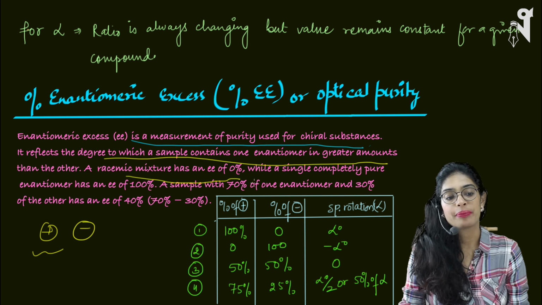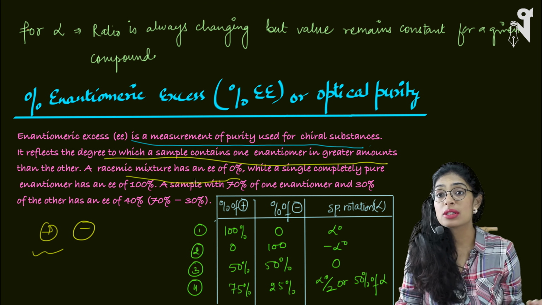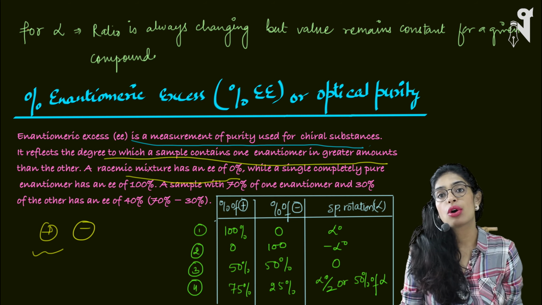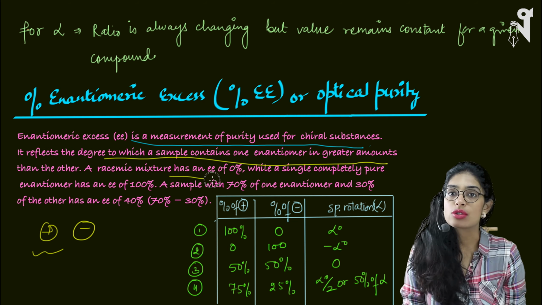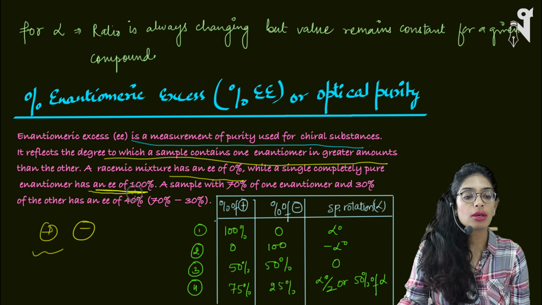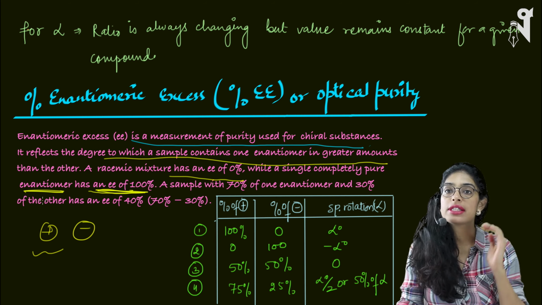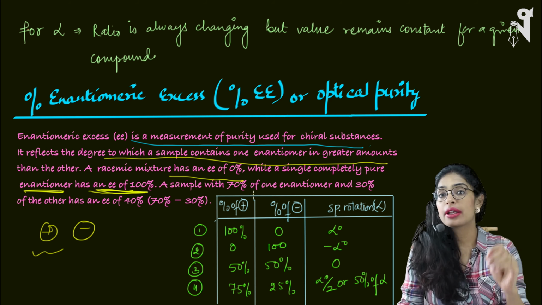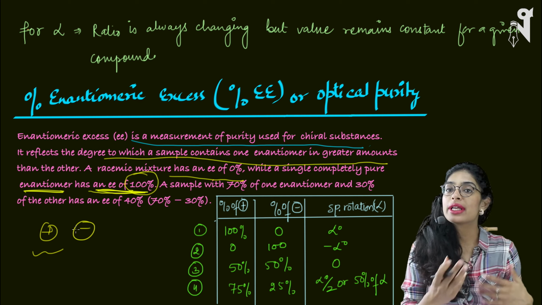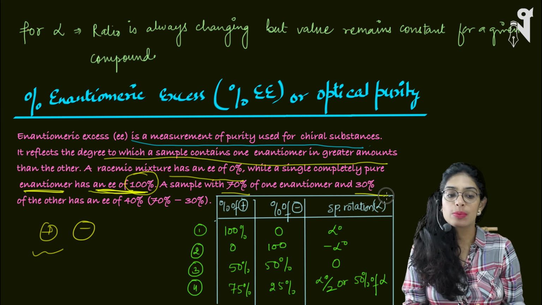So a racemic mixture has an enantiomeric excess of 0% because both are equal. In your racemic mixture, 50% is your R and 50% is your S. So when you ask how much is the enantiomeric excess over there, it's just 0%. When only one single, completely pure enantiomer is present, let's say I have a solution of only R enantiomer or only S enantiomer, in that case, what will be the enantiomeric excess percentage? 100%. Only one type of enantiomer is present.